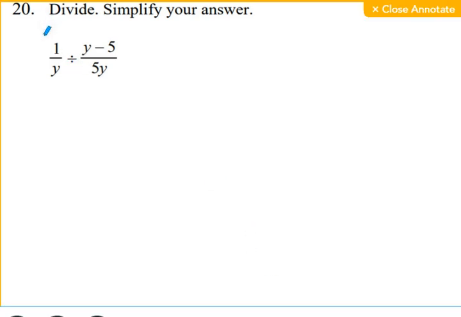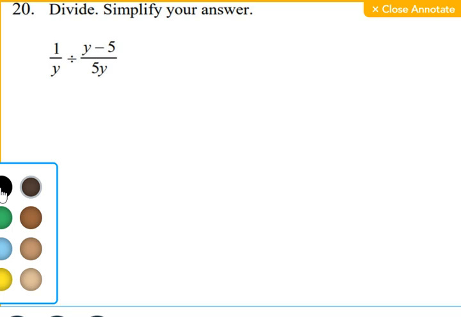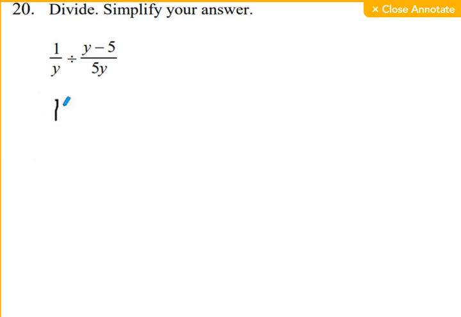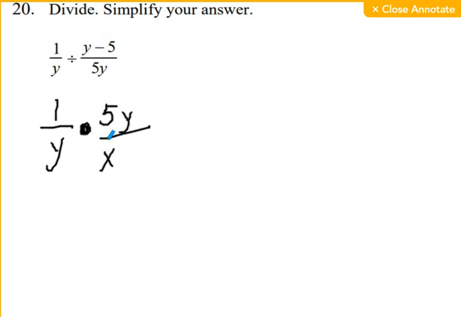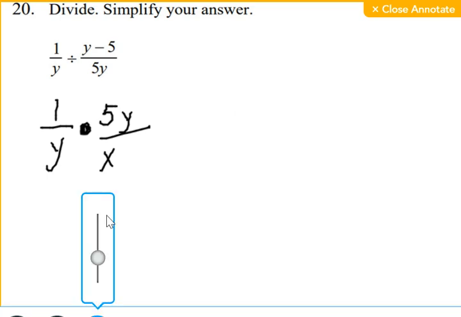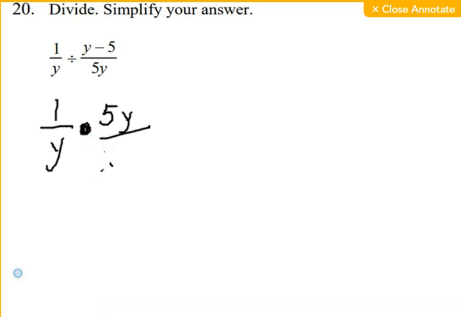So, what's so important about this one? That the first fraction stays the same. We got 1 over y. We change that to multiplication, and we multiply times the reciprocal, 5y over y minus 5.